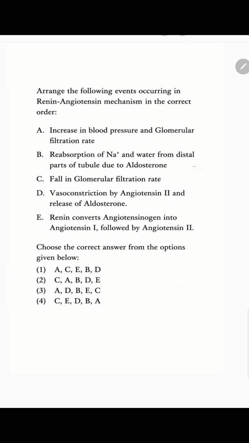These questions look simple, but the sequence can easily confuse you. Can you solve this question and answer me in comment? The question is, arrange the following events occurring in renin-angiotensin mechanism in the correct order. Events are given here and the options are here.